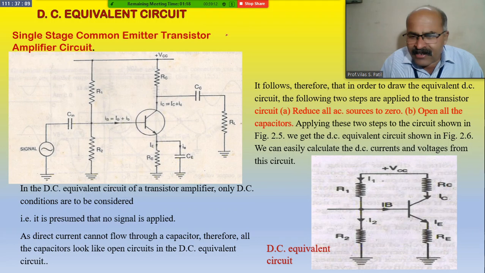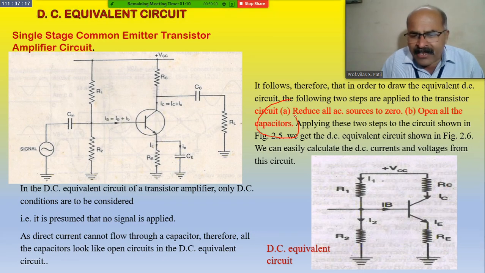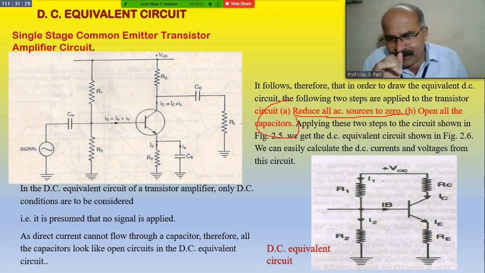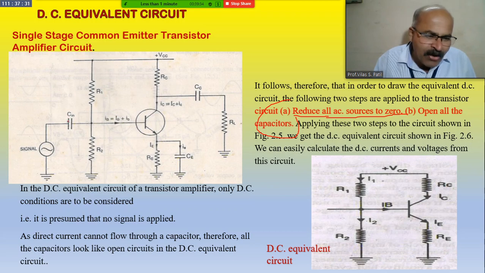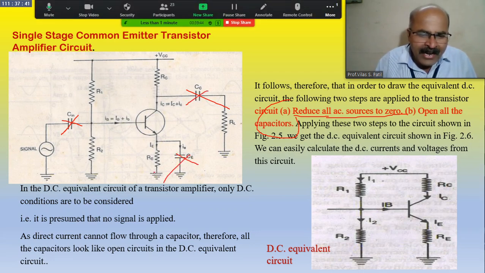AC मी ऑफ केला तर काय होतंय बघा. Reduce all AC sources to 0, म्हणजे AC मी 0 केला. आणि AC 0 केला की सगळे कॅपॅसिटर ओपन होतात. Then open all the capacitors. आता हा कॅपॅसिटर मी ओपन केला की हे सर्किट इथं तुटतं, हे सर्किट इथं तुटतं आणि हे सर्किट इथं तुटतं. म्हणजे उरतं काय? अरे मित्रांनो, जरा मी गोल मारतो बघा, एवढंच उरतं बघा.